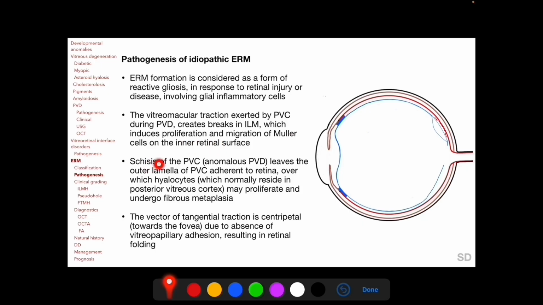Also, schisis of the posterior vitreous cortex in an anomalous PVD, which we have discussed earlier in this session, leaves the outer lamella of the posterior vitreous cortex adherent to the retina, over which hyalocytes may proliferate and undergo fibrous metaplasia. The vector of tangential traction is centripetal, that is towards the foveal center, due to absence of vitreopapillary adhesion, as shown here in this diagram, resulting in folding of the underlying retina.